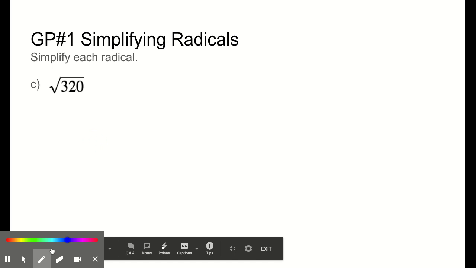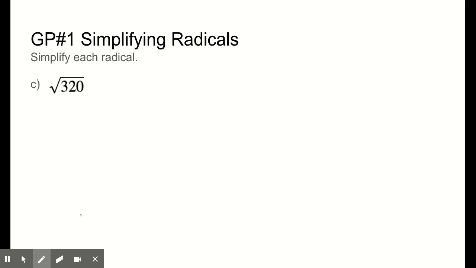All right, our last GP for today, the square root of 320. So what we're going to do is we're going to take our radicand, 320, and put that in our cake box. And start with our smallest prime number, divide that out as many times as possible. So we're going to start with 2 because 0 is an even number. So 320 divided by 2 gives us 160.